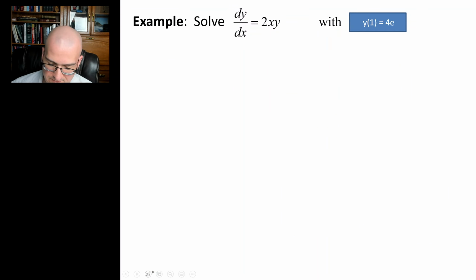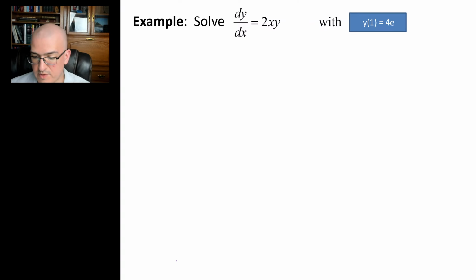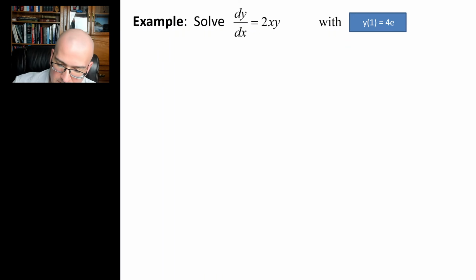Here's another one. We're going to do the same thing to start with. This one has a condition. Y of 1 is equal to 4e. So first step, let's get all the y stuff on one side and all the x stuff on the other side. So right now I have a y on top on the right. I'm going to divide both sides by y. And then we always cross multiply by the dx. So dy over y is equal to 2x dx.